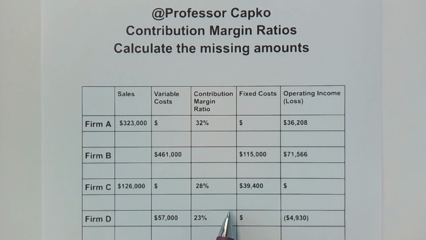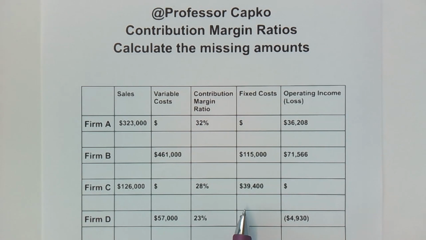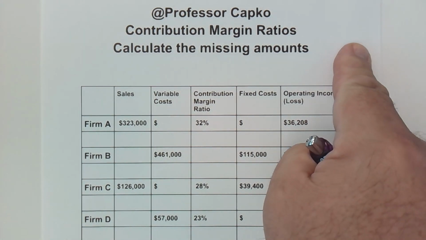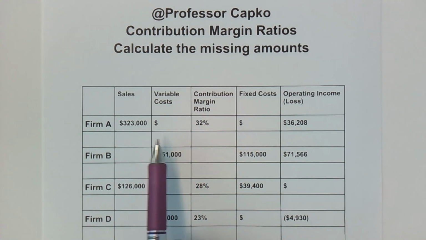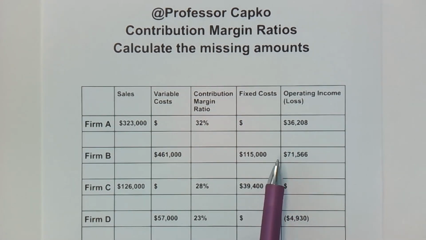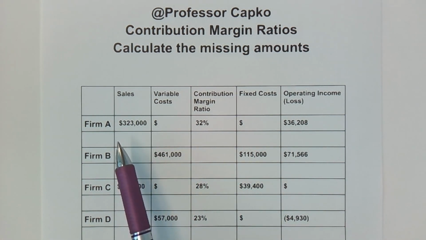I did a prior video in which I had a chart similar to this one in which various missing numbers were completed. We completed those numbers using the overall contribution margin. But in this one, we're going to use contribution margin ratio. If you didn't see that prior video, I've linked it up here for you to take a look at. In this one, we're going to look at the contribution margin ratio, which is usually expressed as a percentage, and we're going to use that to fill in the amounts that are missing in our chart. So let's take it one firm at a time.